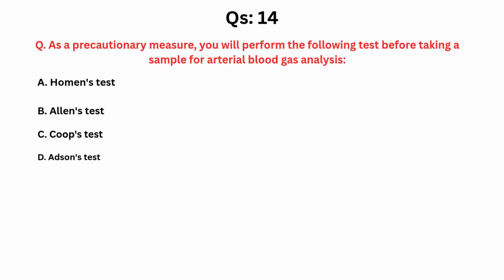Question number 14. As a precautionary measure, you will perform the following test before taking a sample for arterial blood gas analysis. Option A, Hohmann's test. Option B, Allen's test. Option C, Koop's test. Option D, Adson's test. Option B, Allen's test is the right answer.